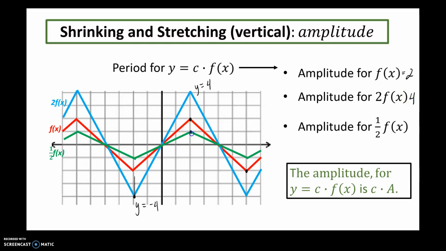Now in green, to find my amplitude, my highest y value on green is 1. My lowest y value on green is negative 1. 1 minus negative 1 gives me 2. 2 divided by 2 is 1. Well, notice how these are related to the original. If my original amplitude is 2, 2 times 2 gives me my amplitude of 4. 2 times a half gives me my amplitude of 1. So the amplitude on a vertical stretch or shrink is just that multiplier, that c, times the original amplitude.